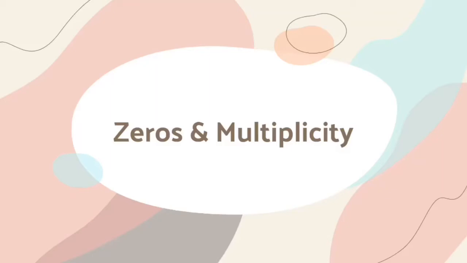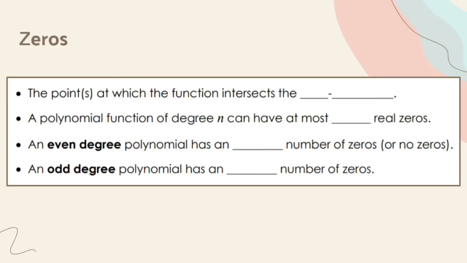Hello, today's video will be about zeros and multiplicity. So zeros are the points at which the function intersects the x-axis. And a polynomial function of degree n can have at most n real roots, meaning the degree is something that we're going to learn means the highest exponent in a function.